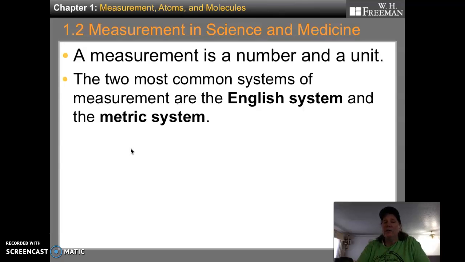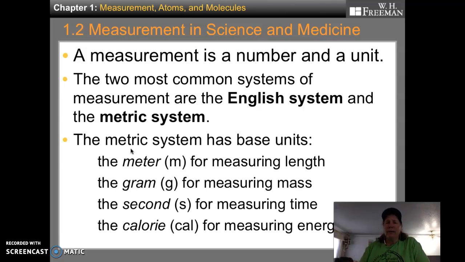And the other reason we always use the metric system is that if you did research in science and published your paper, you want the most people to understand it. There are way more people that use the metric system than the English system. And scientists in the United States use the metric system, so whenever you're doing anything with science, you use the metric system. You never use the English system.